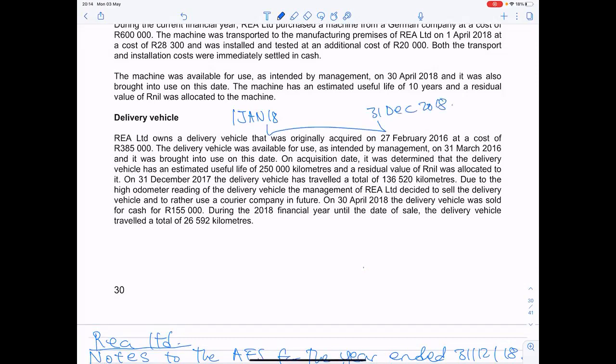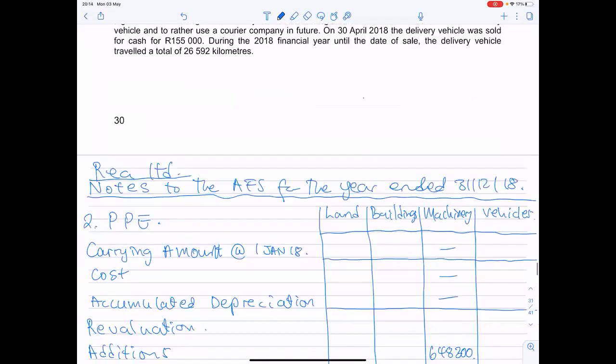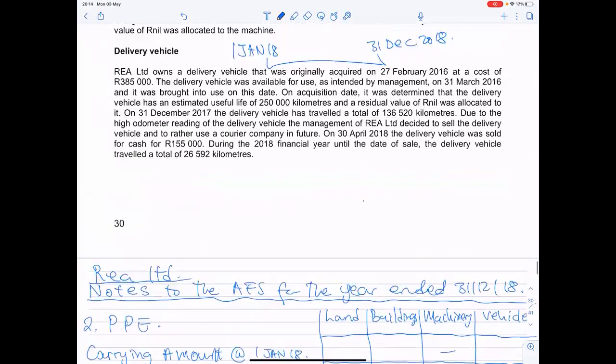So the delivery vehicle was acquired in the previous years at a cost of 385,000. So the cost of the vehicle, you can put your cost of 385,000 there, right? Then it was available for use as intended by management on 31 March 2016. So that's when you're going to start charging your depreciation. And it was brought into use on this date.